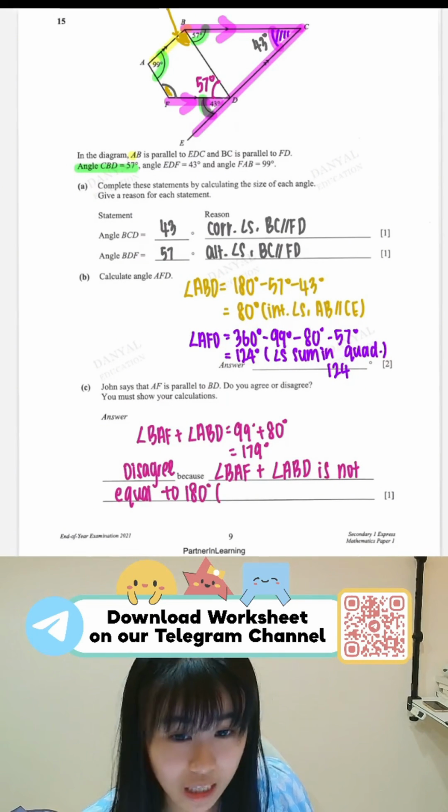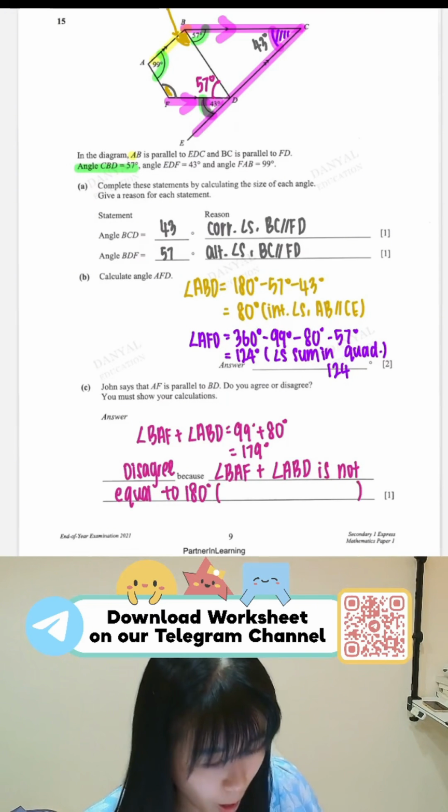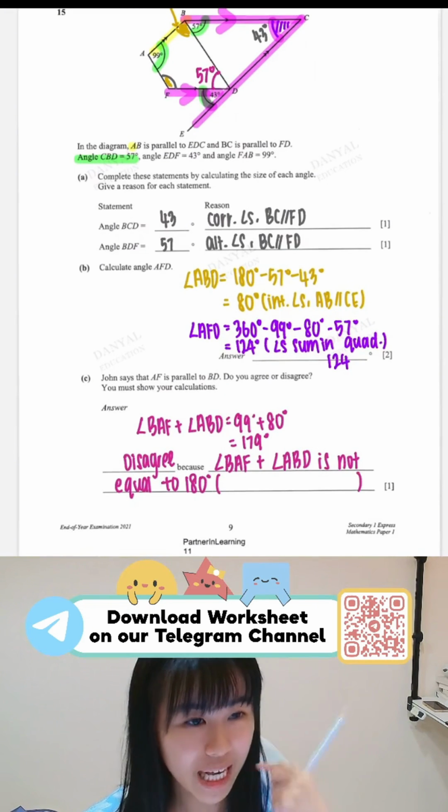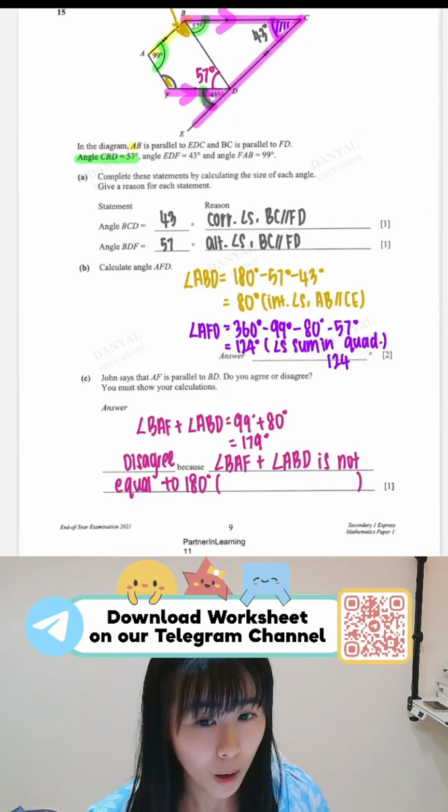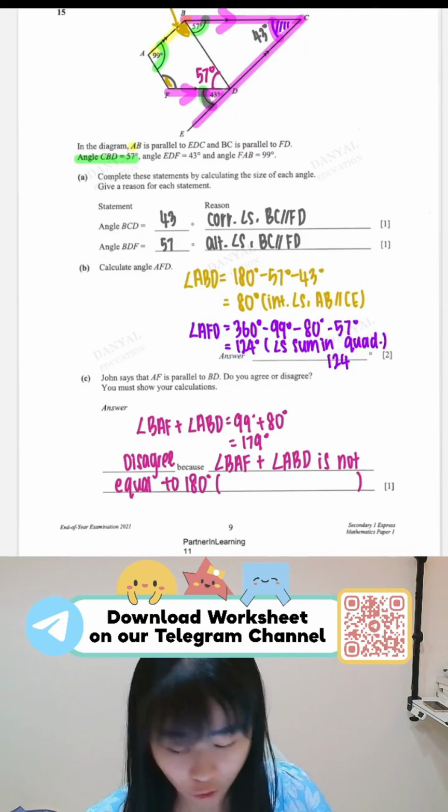Okay, now the reasoning is very special. It's very, very new to you. But we are not going to say it's interior angle. We are going to use converse of interior angle.